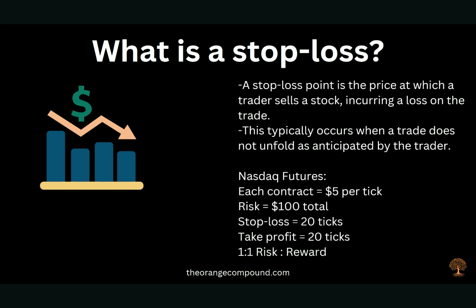I have an example right here for the NASDAQ futures. Each contract for the NASDAQ futures is $5 per tick. If you're willing to only risk $100 total, then the maximum your stop loss can be is 20 ticks. You can set your take profit to 20 ticks, which would give you a 1-to-1 risk reward ratio. That would mean if you win this trade, you would make $100. And if you lost this trade, you would lose $100.